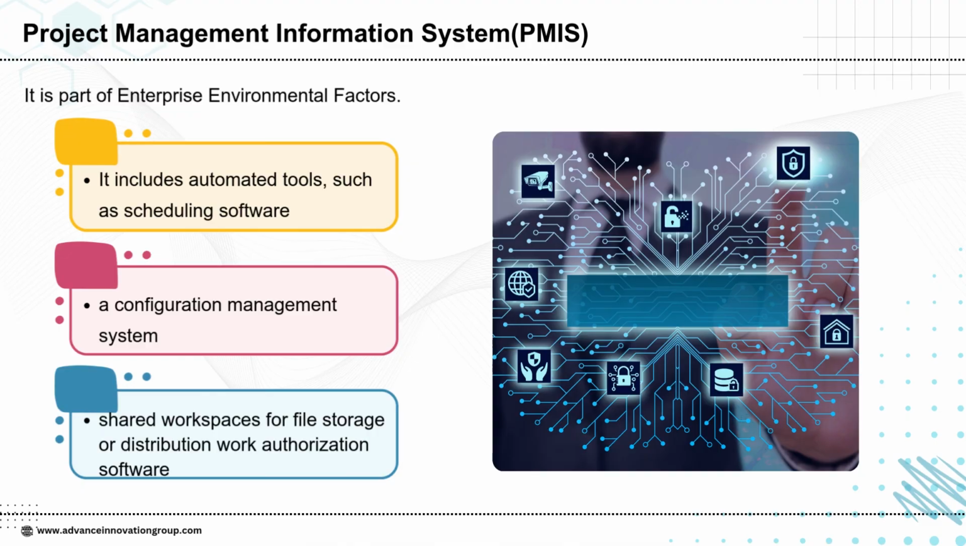The Project Management Information System, or PMIS, is considered part of the enterprise environmental factors. A PMIS provides the tools and systems that help project teams plan, organize, and execute their work more effectively. It includes automated tools such as scheduling software, which makes it easier to track timelines and deadlines. It also incorporates configuration management systems to ensure that all project documents and versions are consistent and properly controlled. Additionally, PMIS supports collaboration through shared workspaces that allow teams to store files, share information, and use distribution or work authorization software. Overall, PMIS serves as a central hub that streamlines communication, coordination, and project execution.